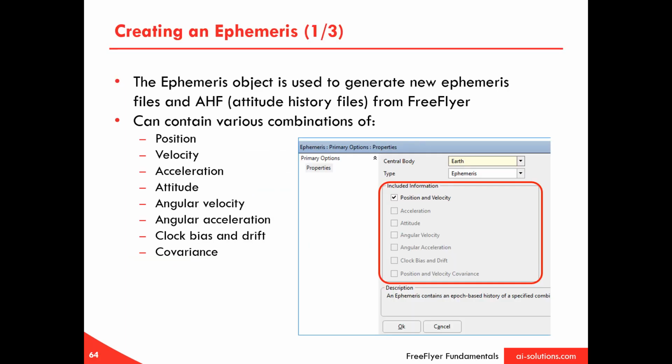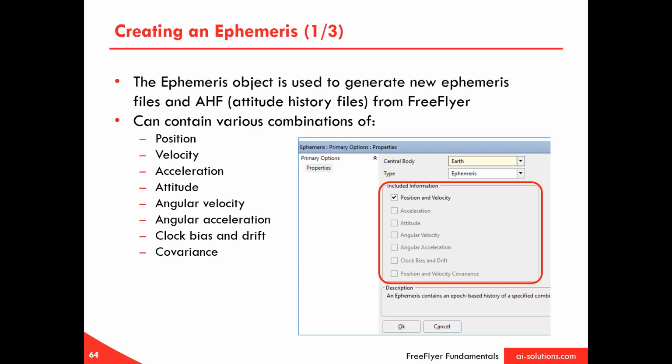We use the FreeFlyer Ephemeris object to generate Ephemeris files and attitude history files. These can contain various combinations of position, velocity, acceleration, as well as attitude data, angular velocity, angular acceleration, clock bias and drift, and covariance. Here you can see the Ephemeris object editor, which lets you choose the central body for the Ephemeris data, as well as the type of information that will be included in the Ephemeris using the checkboxes that you see here.